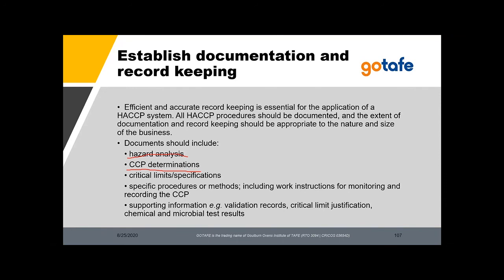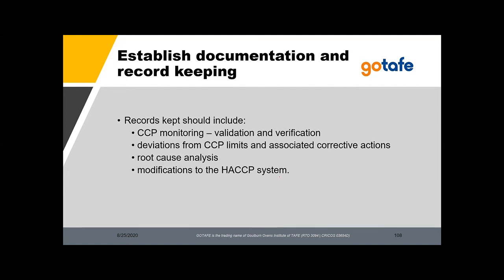And supporting information such as validation records, critical control limit justification, and also some of the test results for each batch, each production, need to be documented properly. Okay. So when you have established documentation, you have to keep that available to everyone. And also the records kept should include the monitoring, the deviation from the limit if anything goes wrong, and also the root cause analysis and the modification of the HACCP plan accordingly because of that deviation. Okay, that will be the last step to set up a HACCP plan.